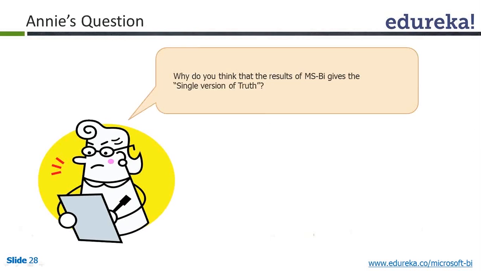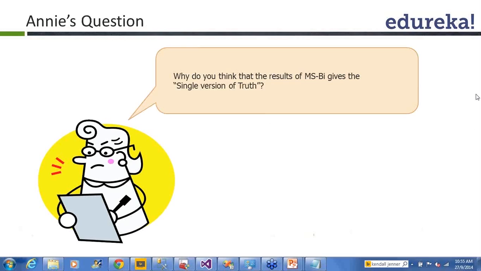Why do you think that the results of MSBI give a single version of the truth? Can you ping in the chat window? Why do you think that MSBI gives the single version of the truth? I got an answer from someone: because it has the concept of data warehousing, it has ETL, it has analysis services. Using these concepts, it can integrate with different systems and act as a single version of truth.